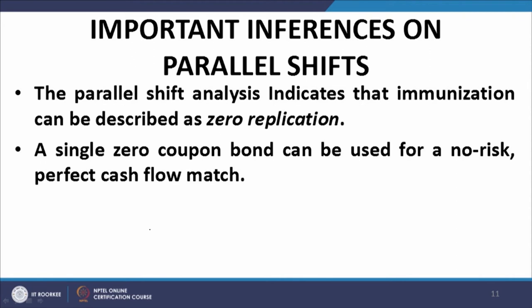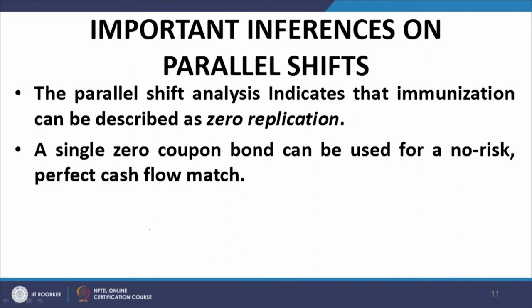Important inferences on parallel shifts. The parallel shift analysis indicates that immunization can be described as zero replication. What is zero replication? Basically, what we are trying to say is that we can replicate the liability by using a zero coupon bond of the same maturity and the same maturity value as the liability. A single zero coupon bond can be used for a no risk perfect cash flow match with the liability. That is why it is called zero replication, because it is being replicated by a zero coupon bond of the same maturity, same par value as the liability.